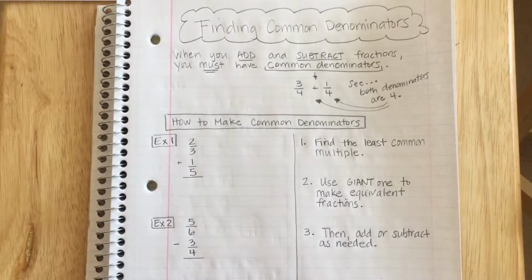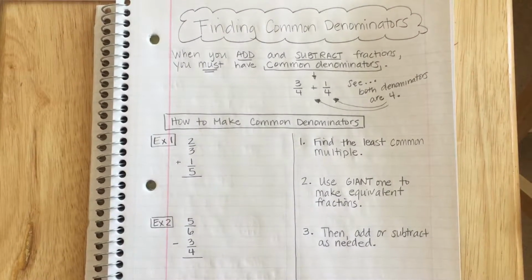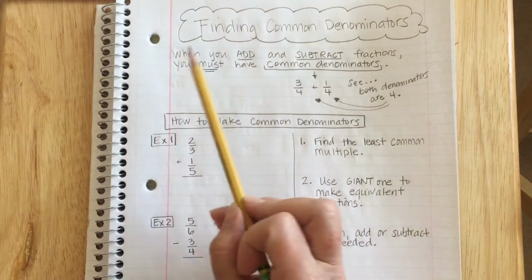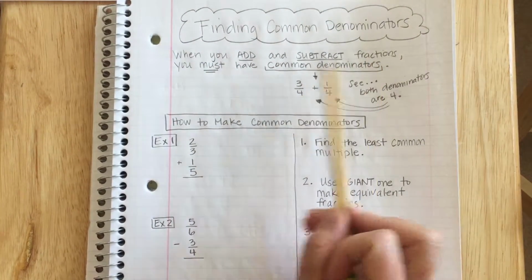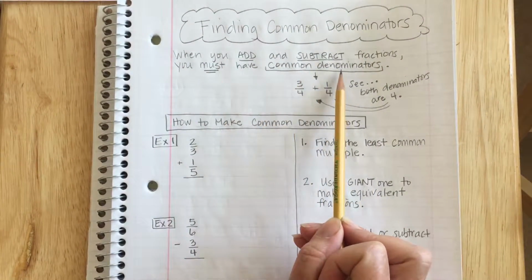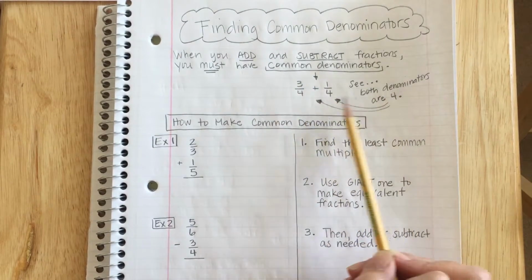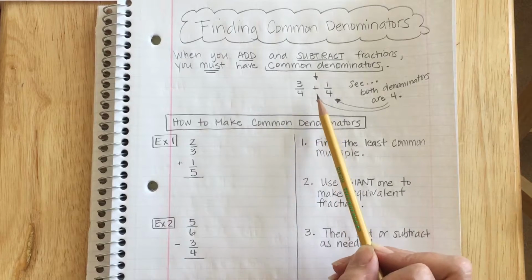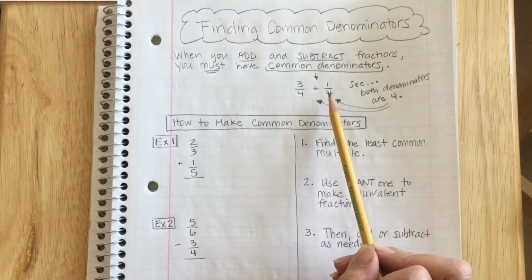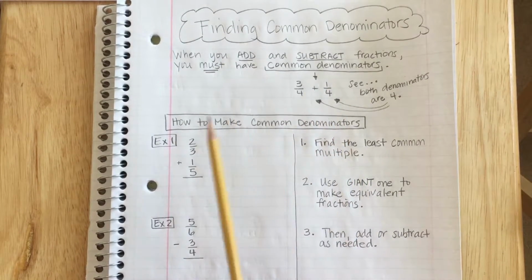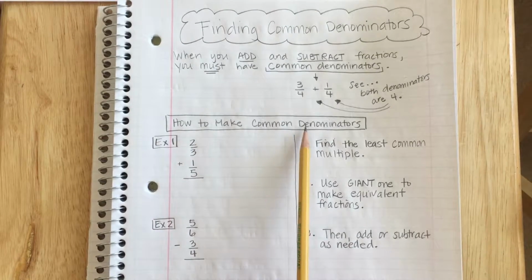Okay, this quick video is going to be about how to find common denominators. Remember, when you add or subtract fractions, you must have common denominators. See, if I have 3/4 plus 1/4, they both have a denominator of 4, so I can add them together. However, not all fractions look like this, so we need to know how to make common denominators.